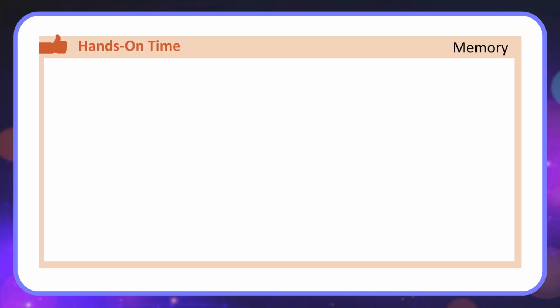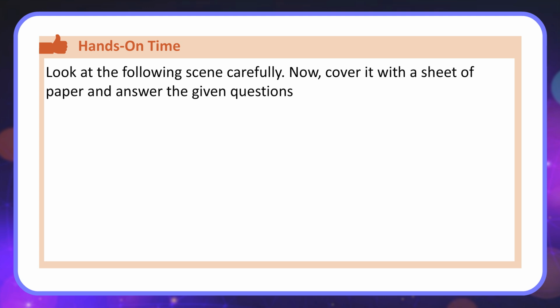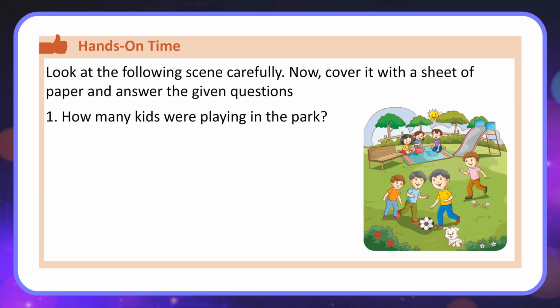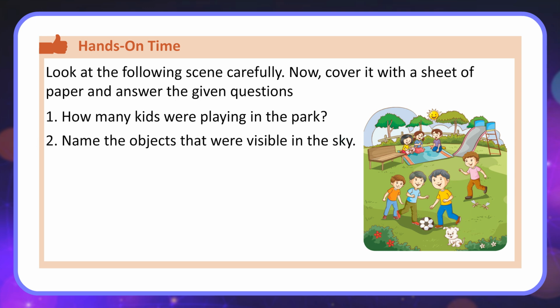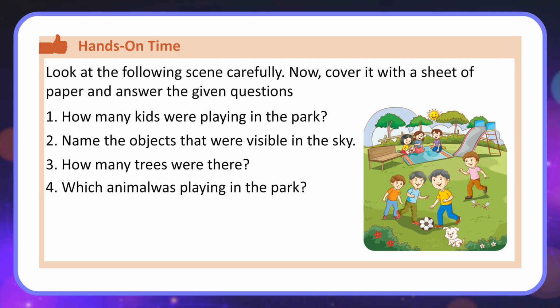Hands-on time. Memory. Look at the following scene carefully. Now, cover it with a sheet of paper and answer the given questions. 1. How many kids were playing in the park? 2. Name the objects that were visible in the sky. 3. How many trees were there? 4. Which animal was playing in the park? 5. Name the insect which was flying in the park.